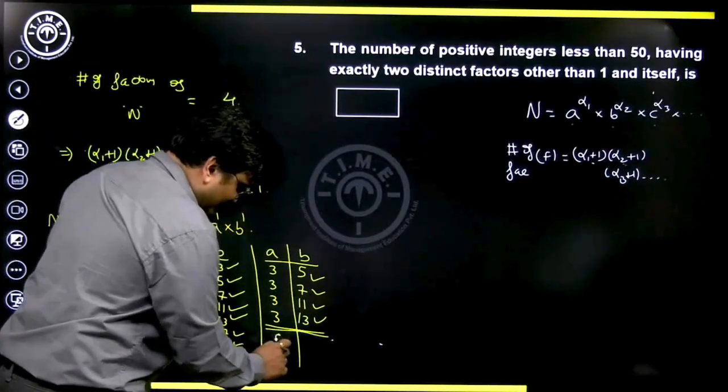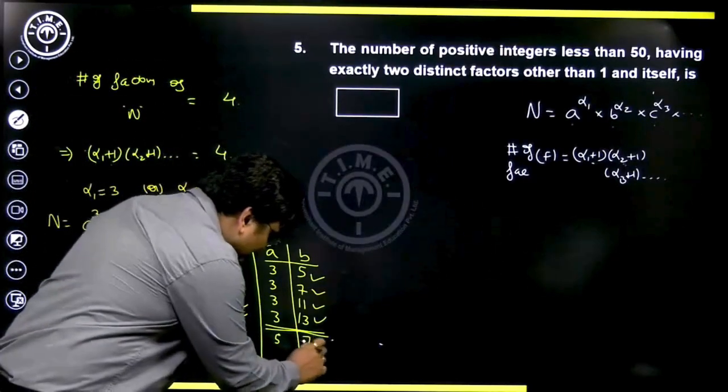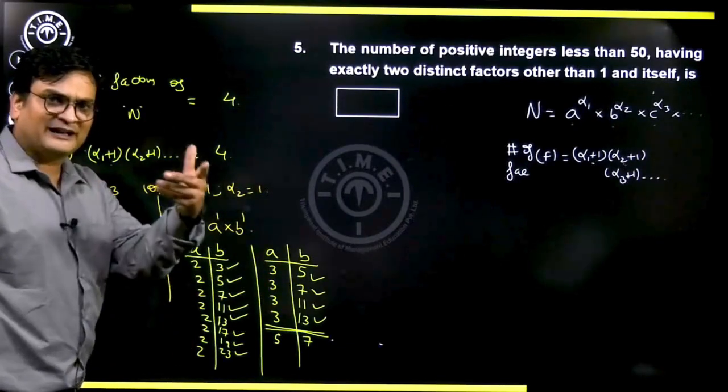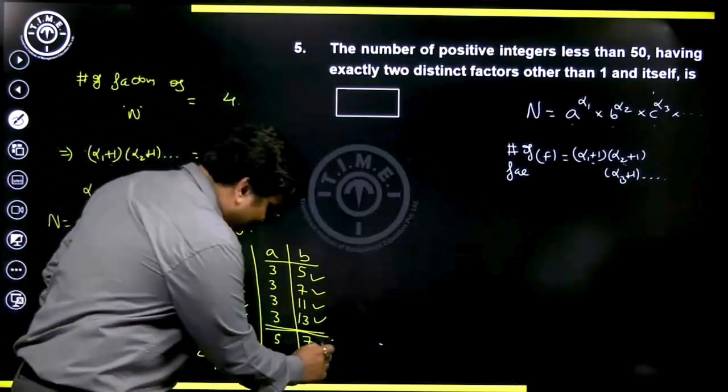Observe, if I take A as 5, then B can be the next higher prime number, because the combinations of 5 with smaller prime numbers are already done. We need to go for the higher prime number. 5 with 7, next what do we get? 5 with 11, we won't take it.